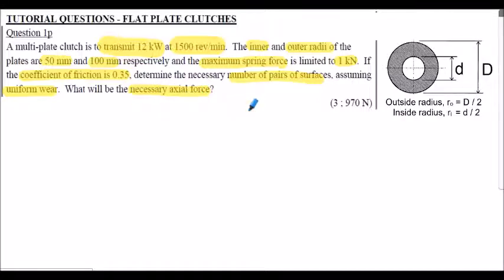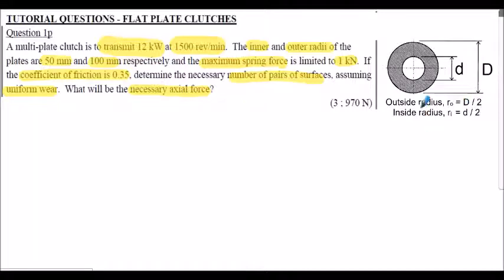What they're essentially saying here is find the number of friction pairs. We'll probably round them up. It might come out to be, I don't know what it's going to come out to be, 2.9 or something. We'll round it up to 3, and then we'll go back and find the actual axial force we need. It's a bit like the examples we did last week. The actual axial force will be slightly lower because we'll have slightly more friction pairs than we need, effectively.